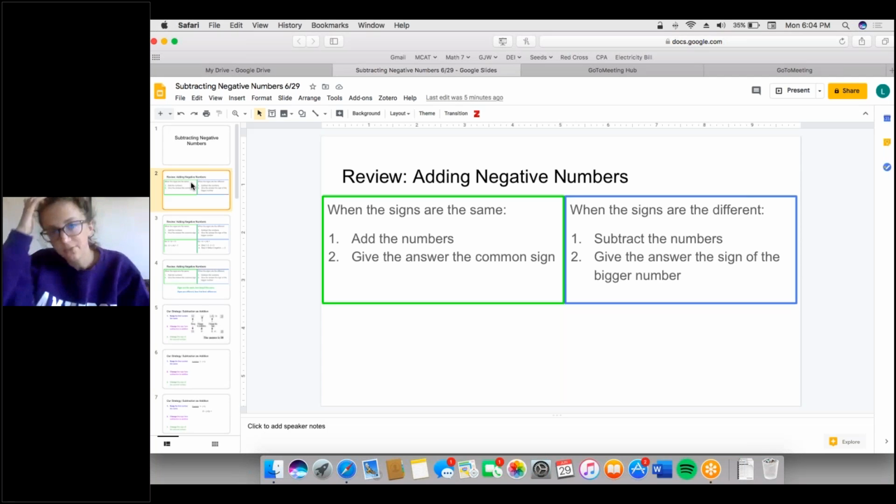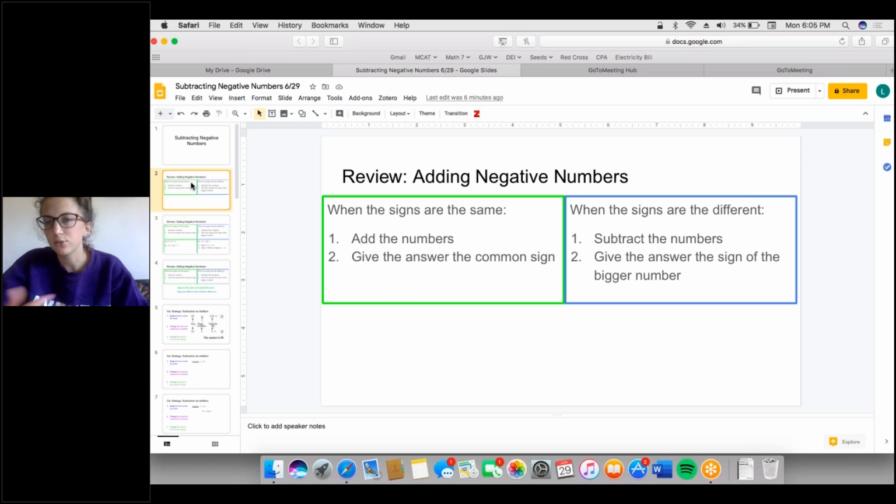So with adding negative numbers, there's kind of two different problems we see. The first one is on the left in green, and that's what we do when the signs are the same. When the signs are the same, we add the numbers, and then we give the answer the common sign. So if both addends are positive, we add them and give the answer a positive sign. If both addends are negative, we add those numbers and give the answer the negative sign. So that's one thing we see.